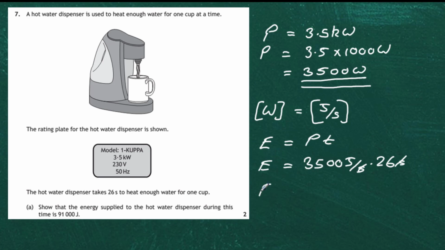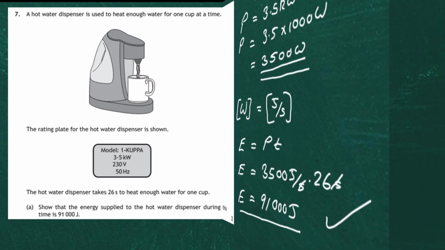So do that in your calculator. Energy equals 3,500 times 26, and you do get an answer of 91,000 joules of energy. And that's how you do it. So the key thing is to know what power is. It's the rate of change of energy, and energy is equal to power times time. And doing that, you can get your 2 marks.